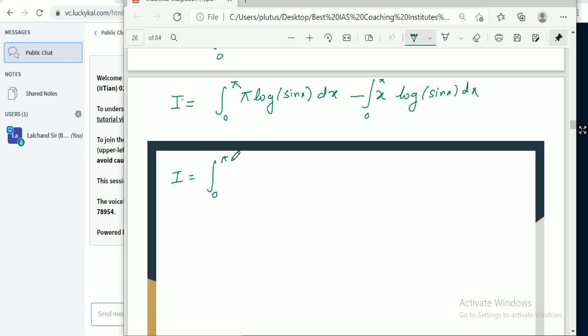I can write this as I equals the integral from 0 to pi of pi log of sin x dx minus, can I write this as I? So if I simplify this, after simplifying this, then we have 2I is equal to the integral from 0 to pi. This is pi. Okay. So try to simplify this.